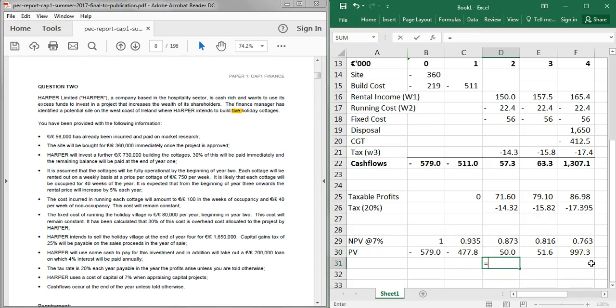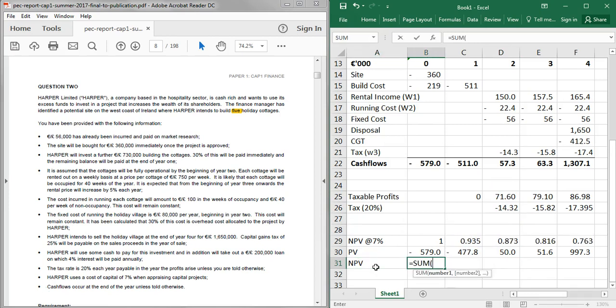If we were doing the formula here, it would be 57.3 divided by 1.07 to the power of, in this case, 2 years. So you get 50. You get fairly close to it. So it might be a small rounding error, but nothing major. So either way is fine. You'll get full marks. To get your net present value then, you add them up.